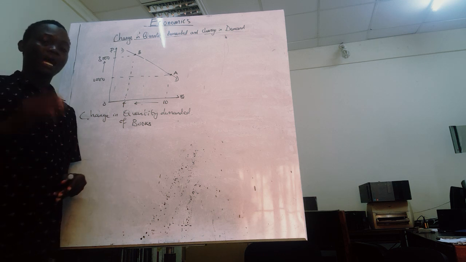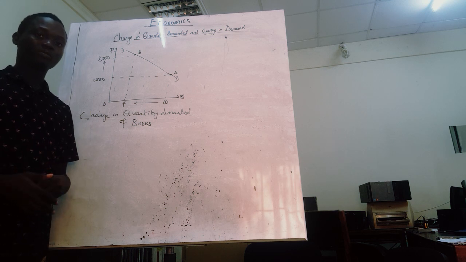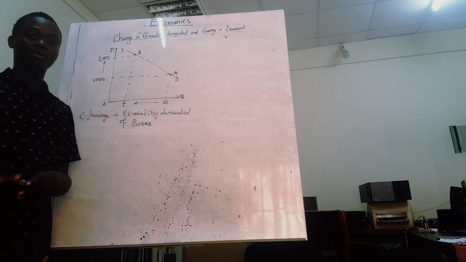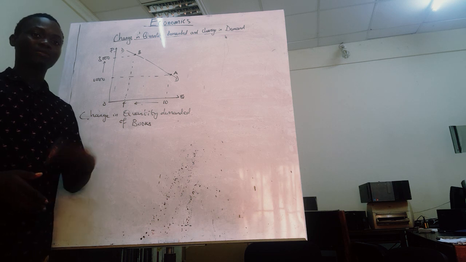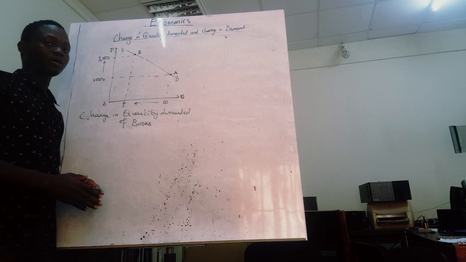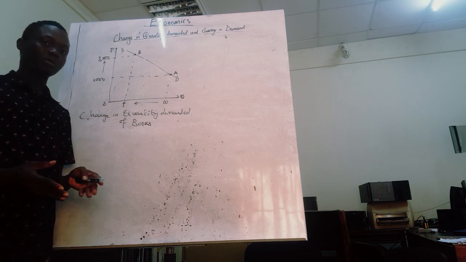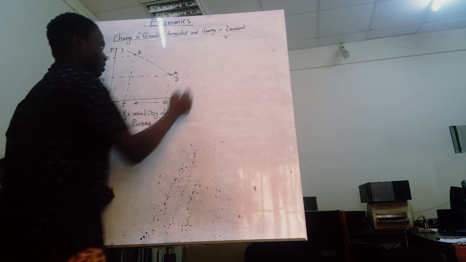Let us recall that I mentioned that there are other factors of demand, which include the income of the consumer, the taste, and the price of another good. Now let us depict what happens on our graph with a change in income of the consumer. So we have this.